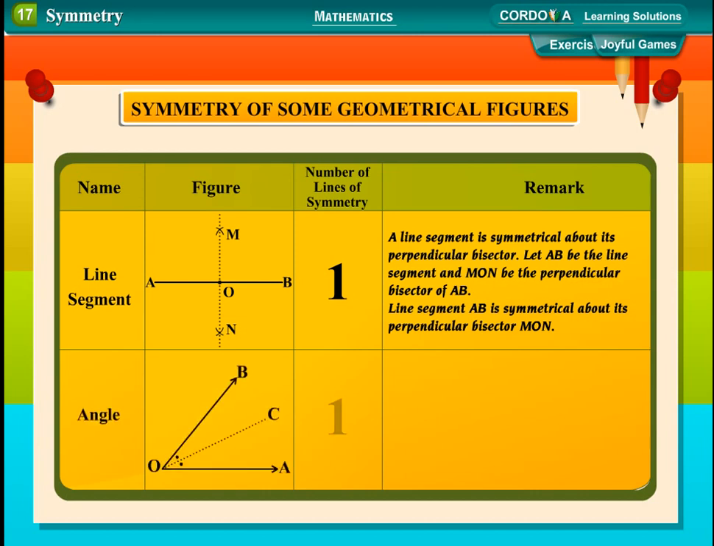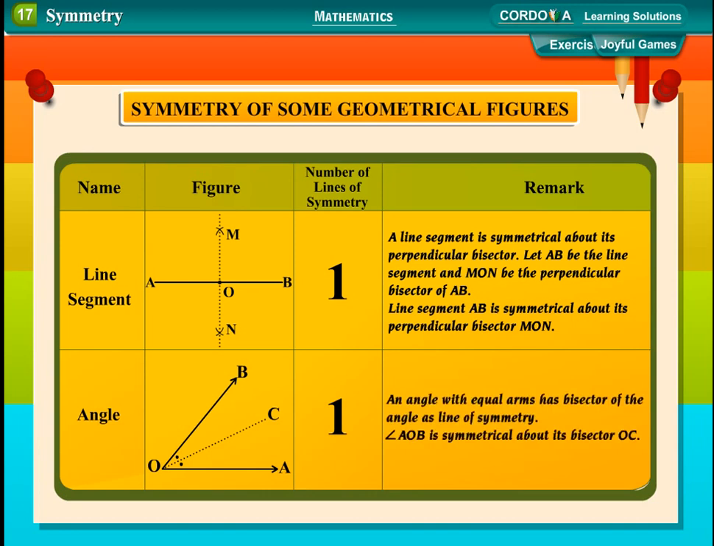Angle. An angle with equal arms has the bisector of the angle as line of symmetry. Angle AOB is symmetrical about its bisector OC.